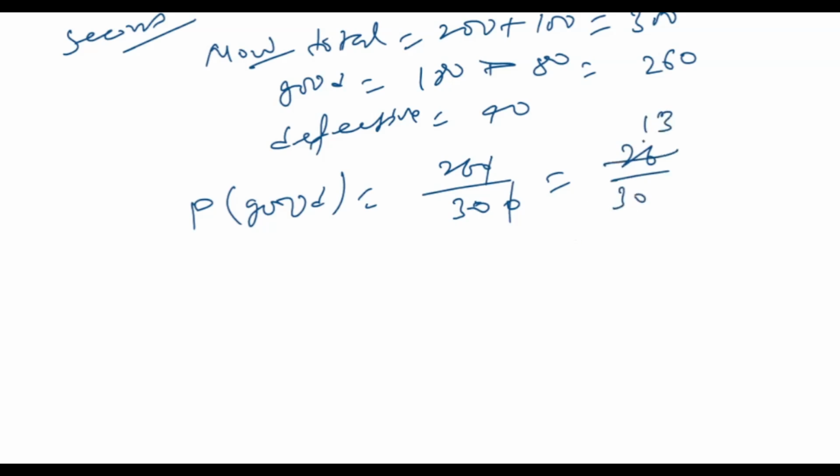So 26 by 30. 2 times 13 is 26, 2 times 15 is 30. So this gives you 13 upon 15. So this is the answer of the second part.